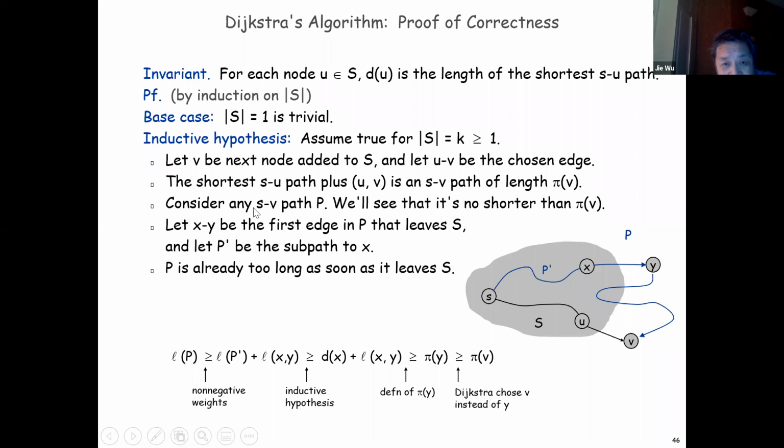So consider any other S and V paths. You may have multiple paths for SV. And we will see that if there's no shorter one, compare with the one that goes through U.